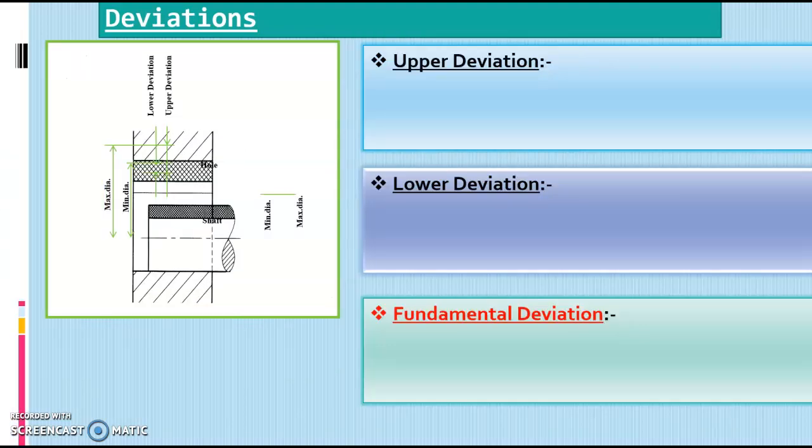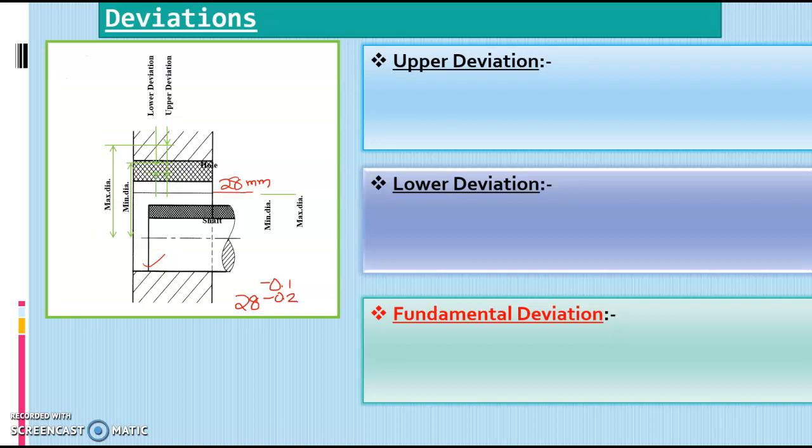Consider an example of this deviation. Here this line represents the zero line, and let the basic size be 28 mm as in the earlier example. We are considering this shaft. The shaft size is given as 28 minus 0.1 and minus 0.2. Both limits are on the minus side because this shaft is below the basic size. We need to find the upper deviation, lower deviation and fundamental deviation for this shaft.